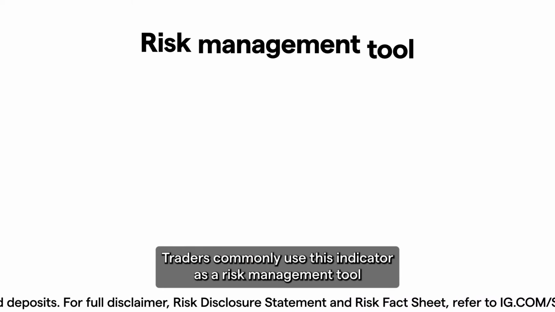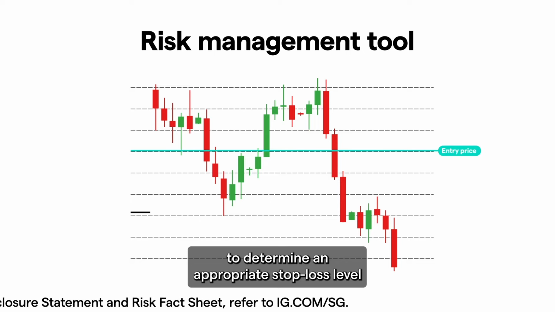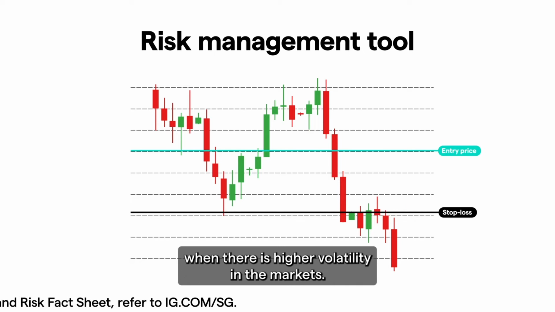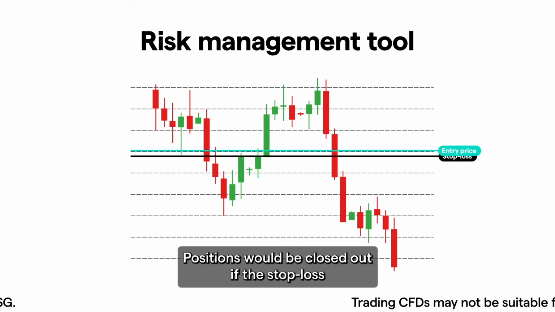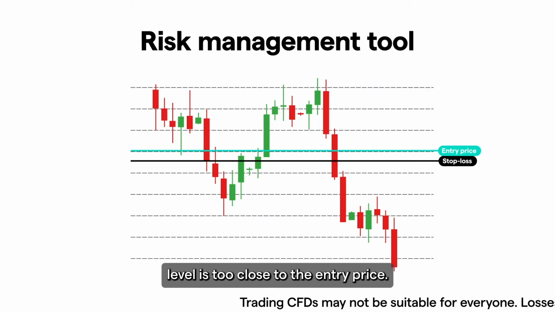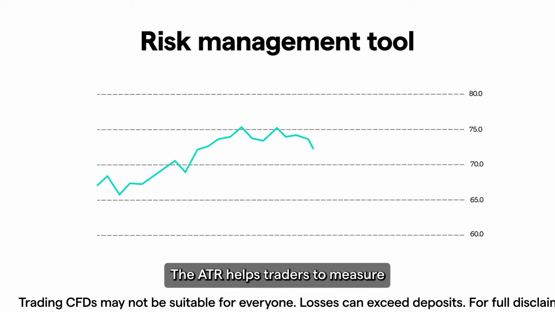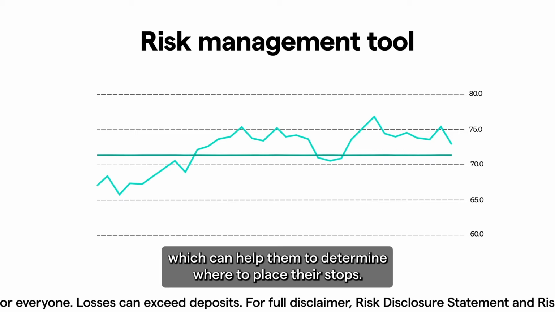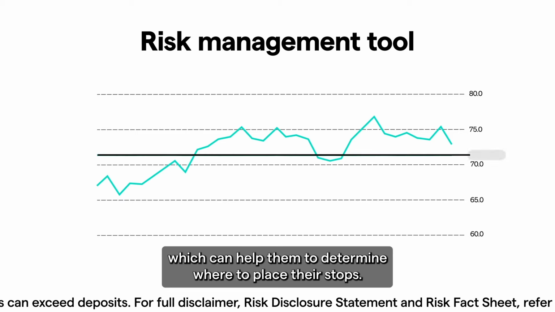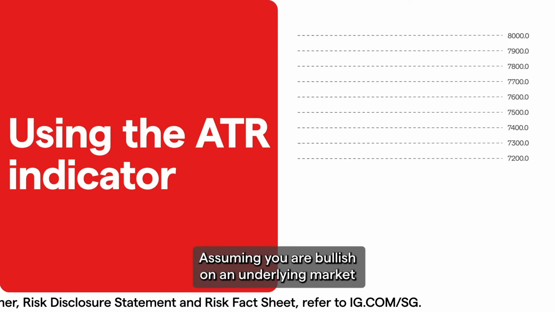Traders commonly use this indicator as a risk management tool to determine an appropriate stop-loss level. When there is higher volatility in the markets, positions would be closed out if the stop-loss level is too close to the entry price. The ATR helps traders to measure what the average volatility or range is, which can help them to determine where to place their stops, assuming you are bullish on an underlying market and you want to go long.